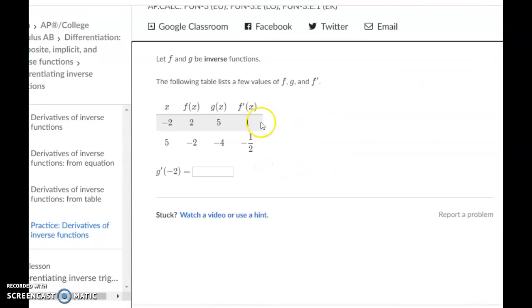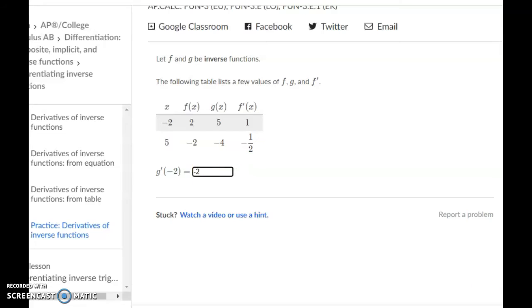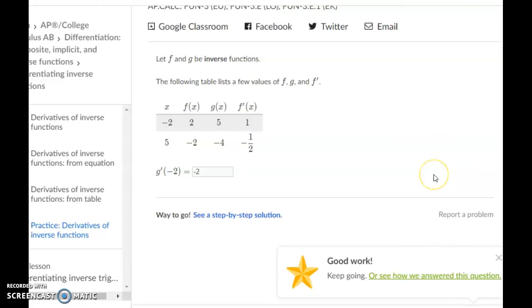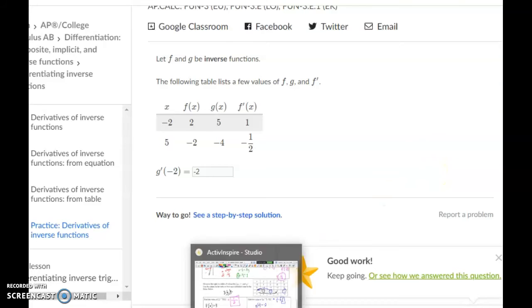I'll just do one more with the table. F, G, I wanted to type on here. Maybe I just will point at things. F and G are inverses. Okay, F, G, F prime. So G prime of negative 2. So that's asking that F of what gives you negative 2. That's this value. So it's F prime of 5. Negative 1/2. So negative 2. Okay, I'm going to go back to the notes because I can do these all day.